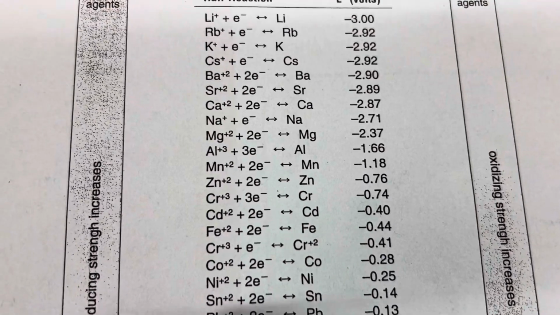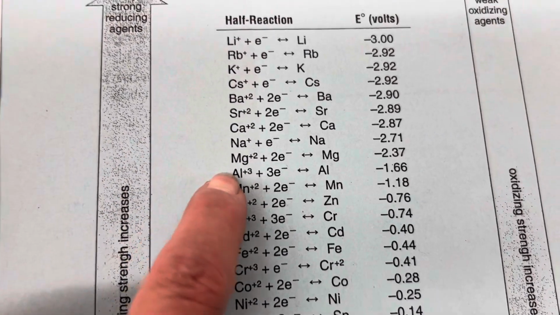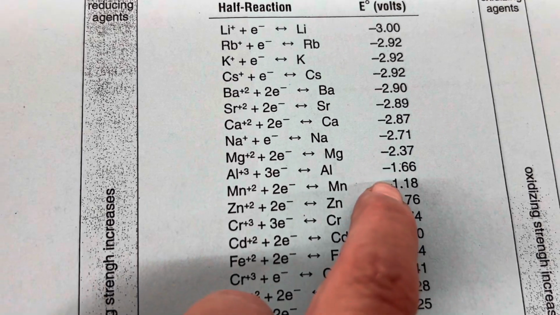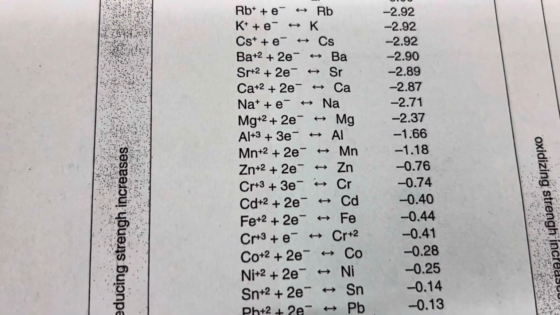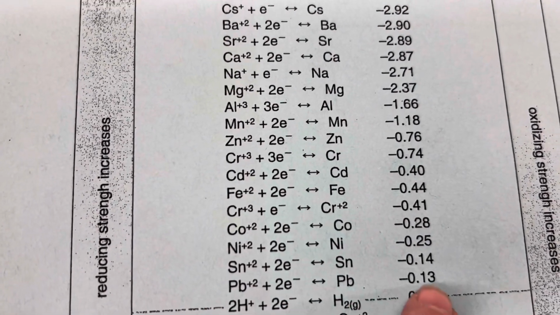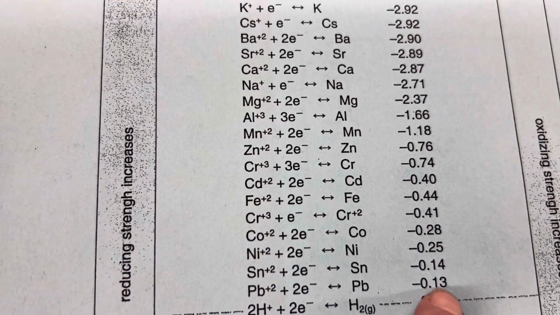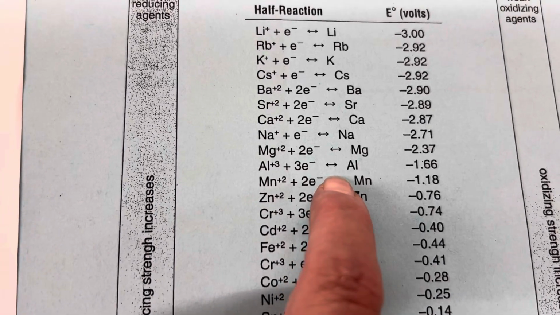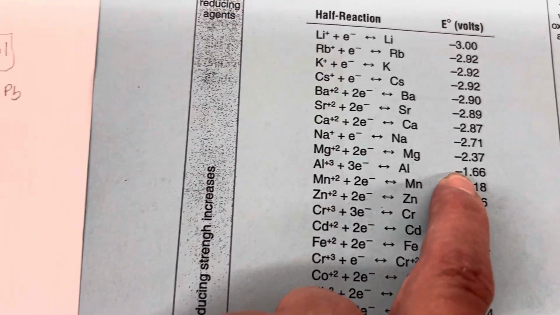Well, typically because aluminum's higher on the list, this is the one we're going to flip. And let's just check it. If I don't flip it, aluminum's a negative 1.66. If I flip this one, it's a positive 0.13. That's not going to work. So higher on the list, I flipped it and I made it 1.66 volts.